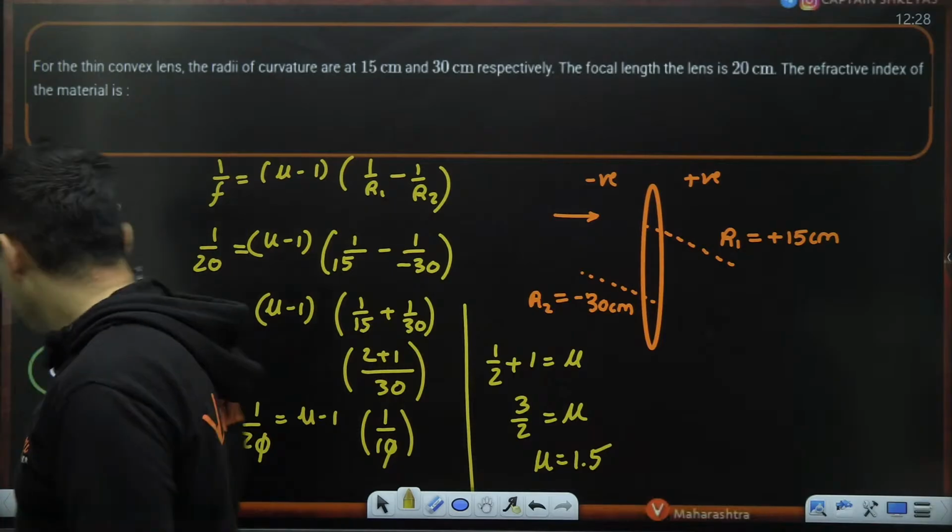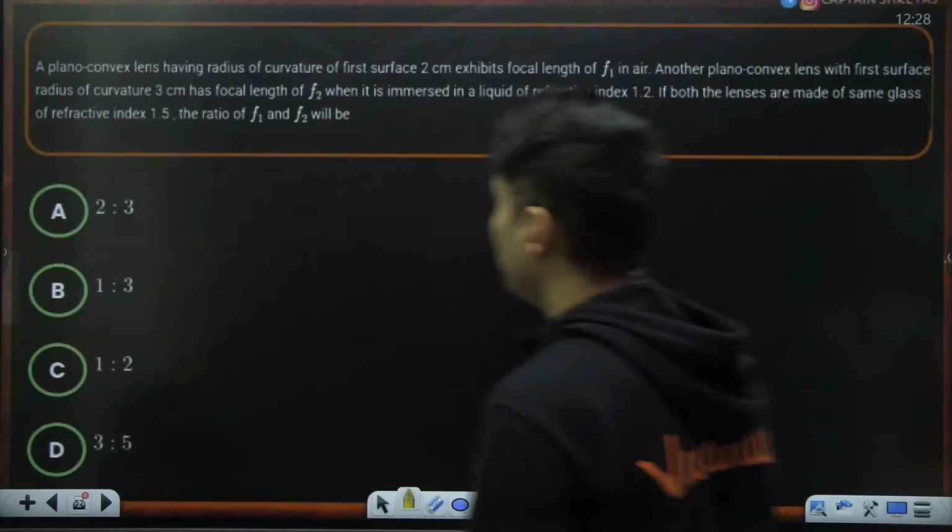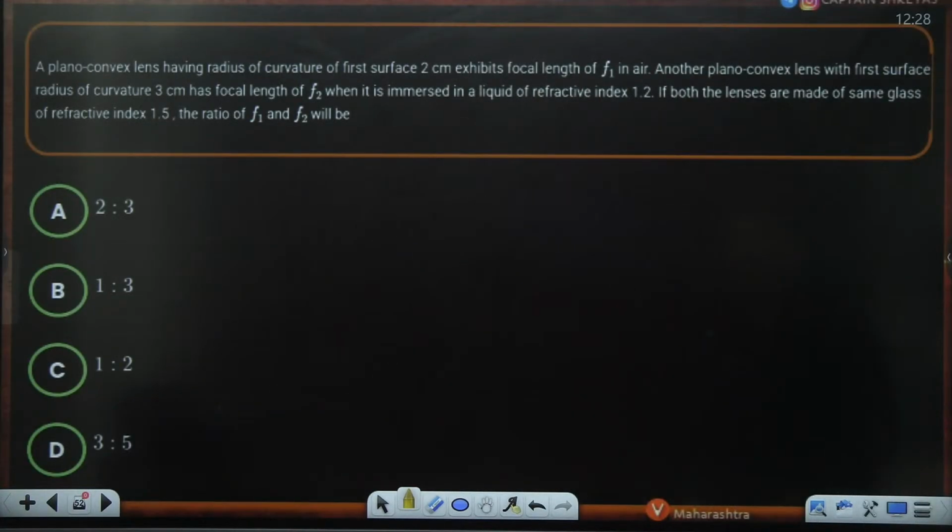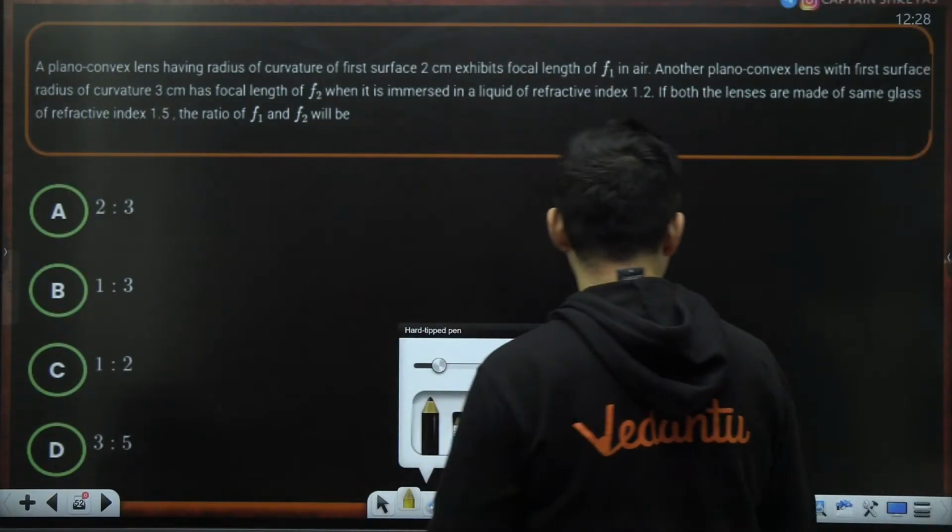Okay. Moving on. Next one on your screen. Here it is. A plano-convex lens having radius 2 exhibits f1. Another plano-convex lens with flush surface radius 3 has focal length f2 when it is immersed in a liquid of refractive index 1.2. If both lenses are made of the same glass of refractive index 1.5, the ratio of f1 and f2 will be how much? Okay, so let's start with the first one.